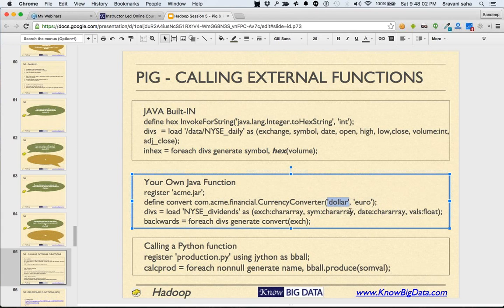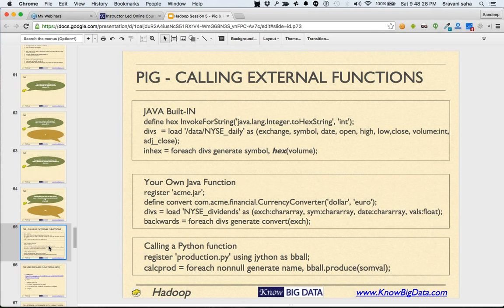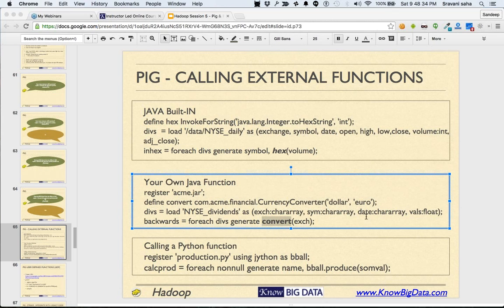And we are giving the argument to the constructor of this class. We are giving the argument to the constructor of the class saying dollar to euro. All right. And then we can call this convert function like this. I'll give you a couple of examples. So then you can call the convert function like this.